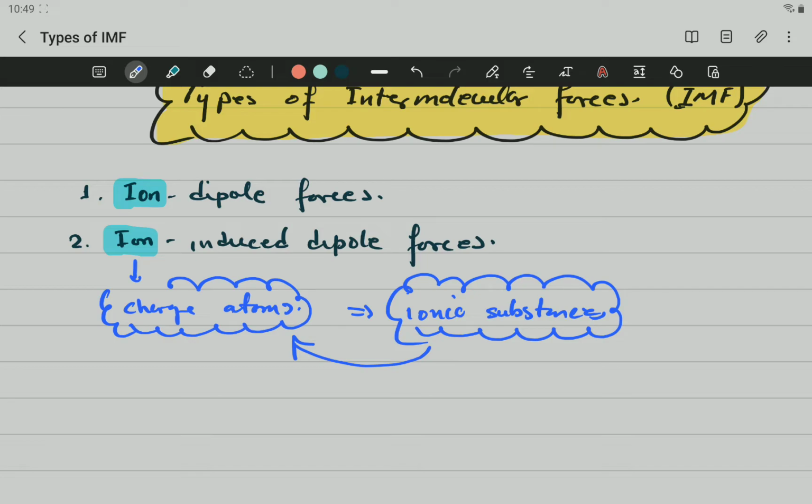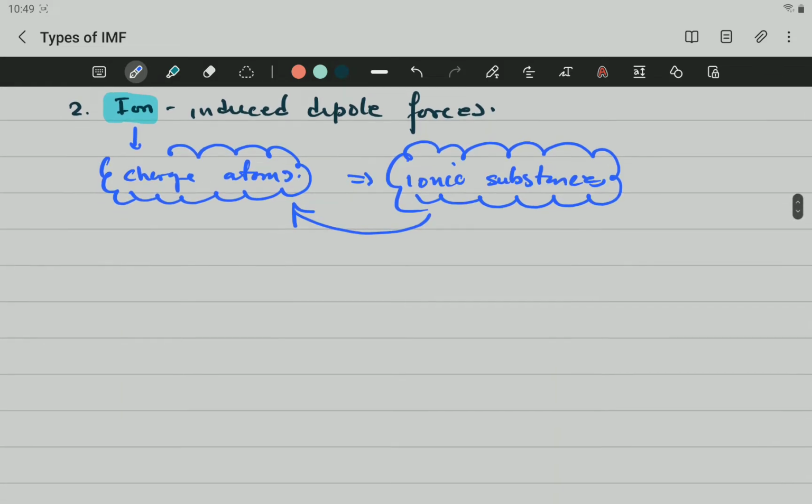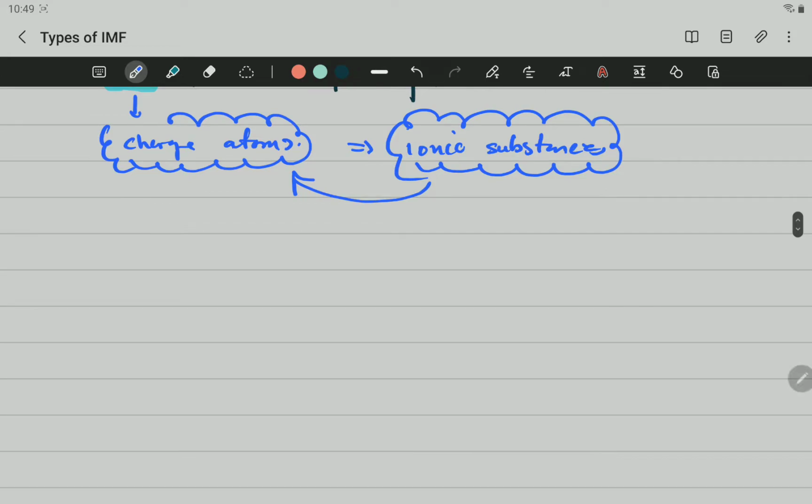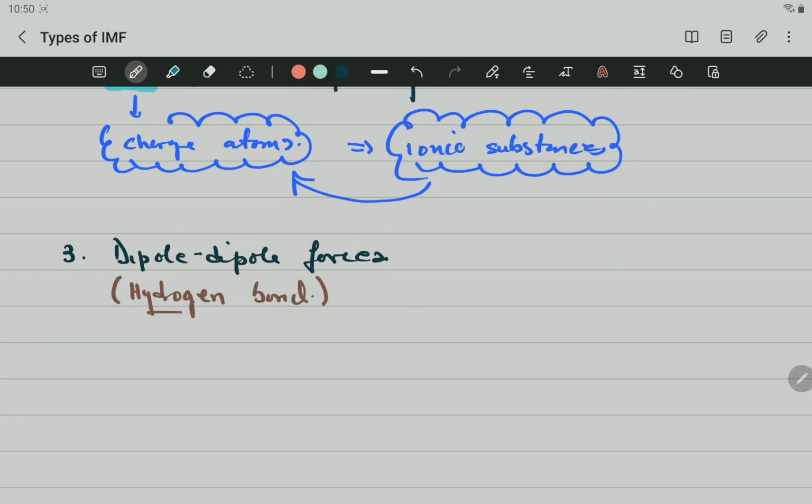The third type of force is now not related to ions anymore. This one is called dipole-dipole forces. It's going to be only about molecules. There is a special case which you're going to write here at the bottom, called hydrogen bond, which we are eventually going to speak about on its own. But this is the third force that we are going to be talking about.